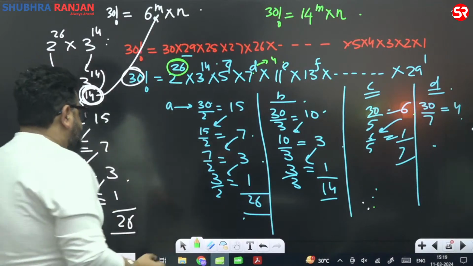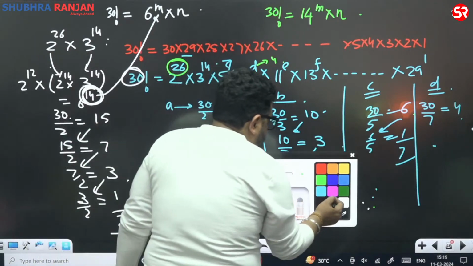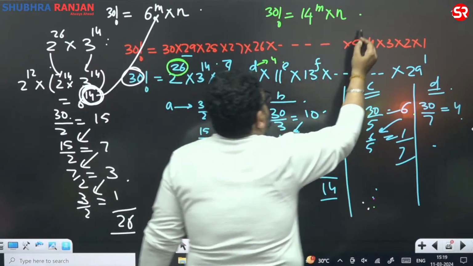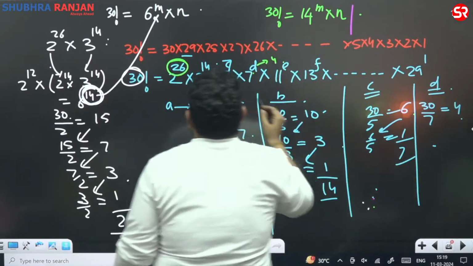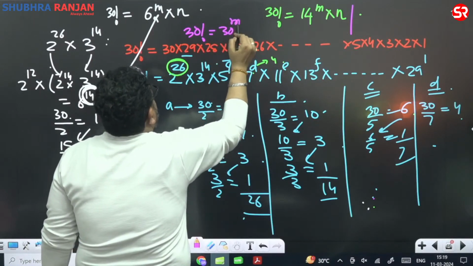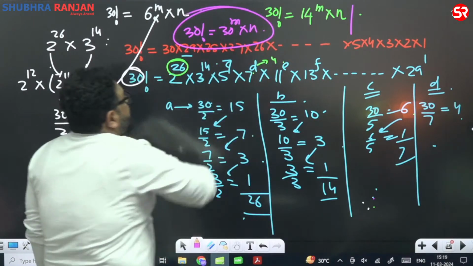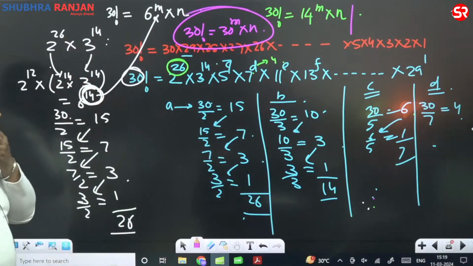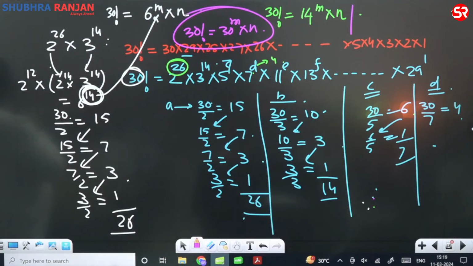Right, I say 30 factorial is equal to 30 to the power m into n. What is the maximum value of m? You solve 30.